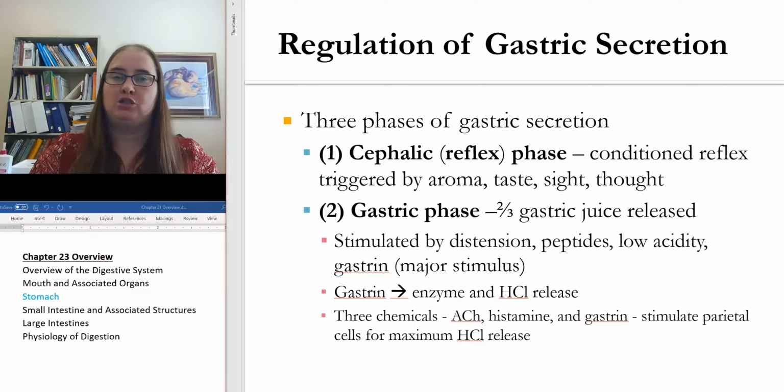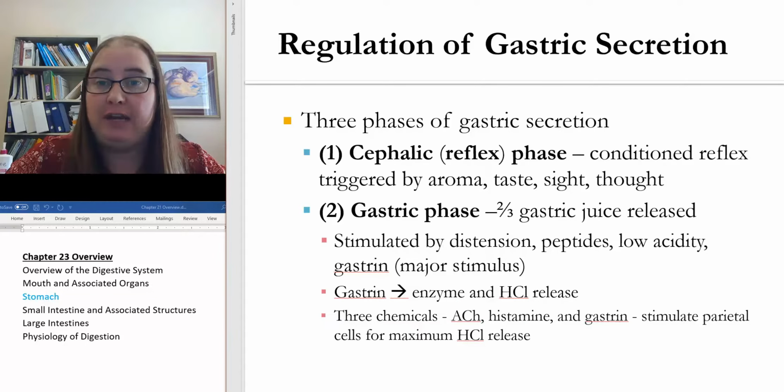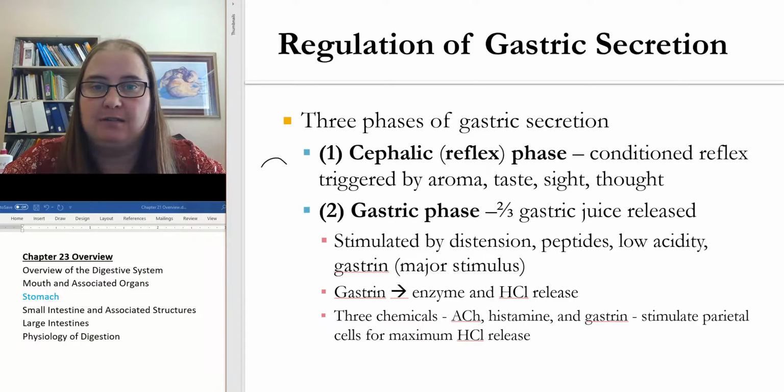Okay, so we have 3 phases to gastric secretion. Our first phase is our cephalic phase.